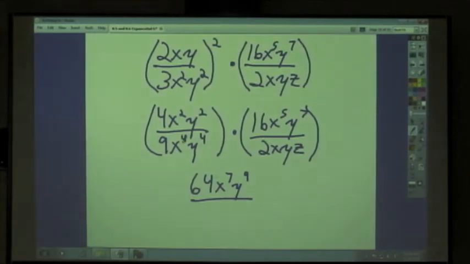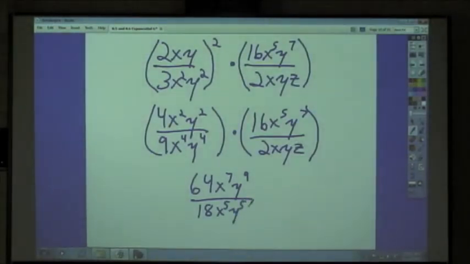Then we put this over 9 times 2, which is 18. X to the 4th times x to the 1st is x to the 5th. Y to the 4th times y to the 1st is y to the 5th. And the z is just kind of hanging out down there.